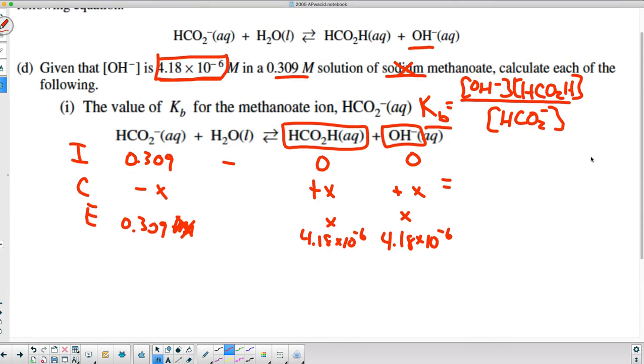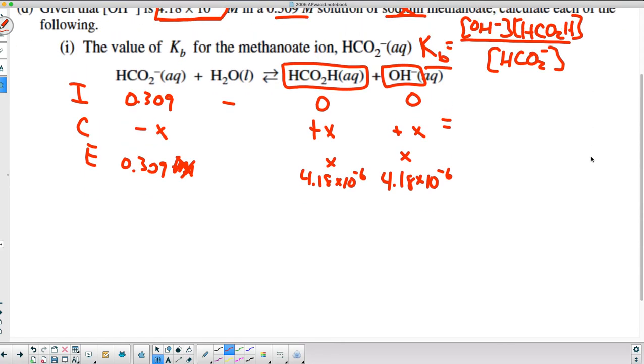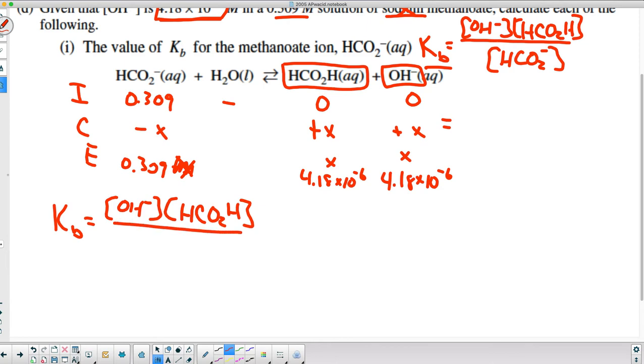Let me get some more room. We're going to plug it into our equation, Kb. Oh, by the way, Kb is for bases. Nothing changes. We do exactly the same thing as we did before. Just like Ka, it makes no difference. I'm going to show you where it actually makes a difference in one second. That's the next part of the problem. But for this right here, HCO2-. This one's a minus.